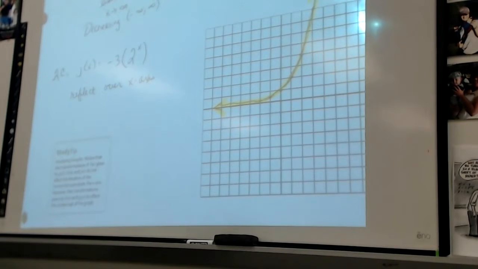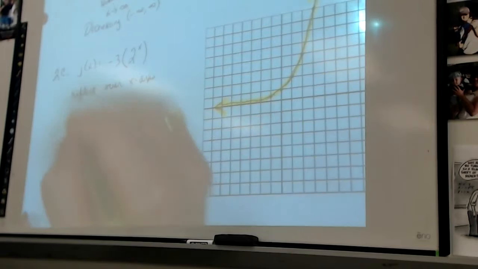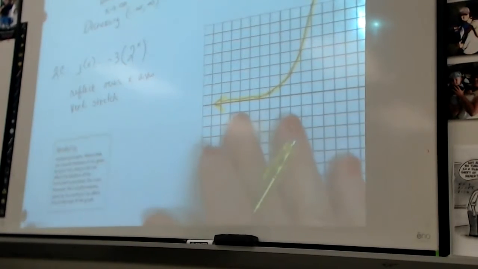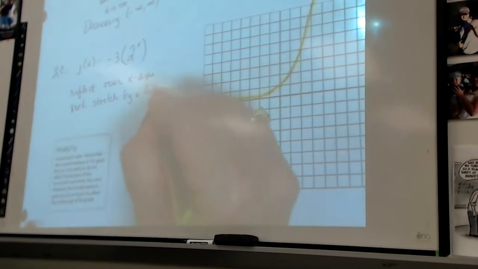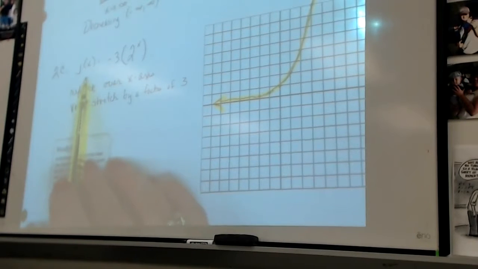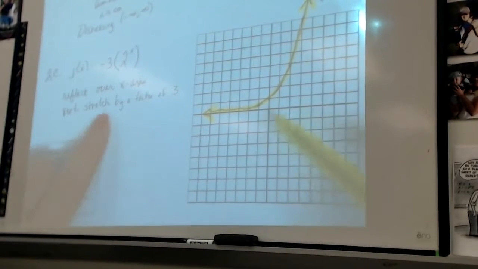All right, and then what does the 3 mean? It's a vertical stretch. It'll be a compression if it's less than 1. It's bigger than 1, so it's a stretch. Vertical stretch by a factor of 3. Now what that means is that the old y value for each x value is going to be multiplied by 3. And we're going to flip it. Okay? So we're going to flip over the x-axis.